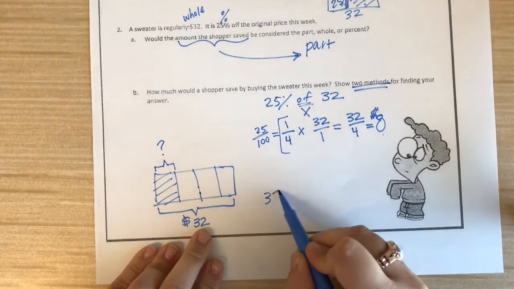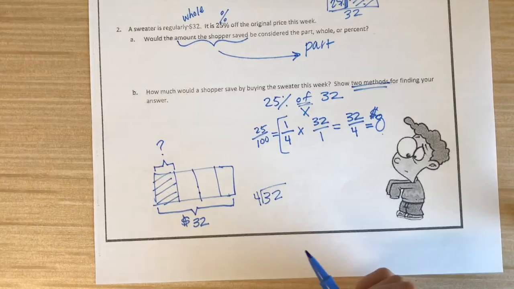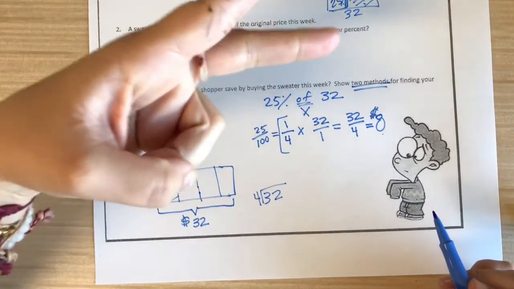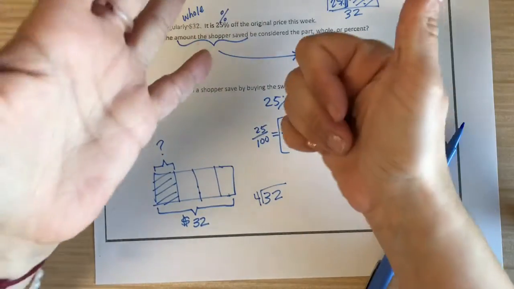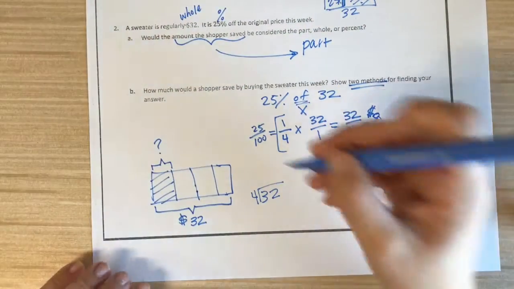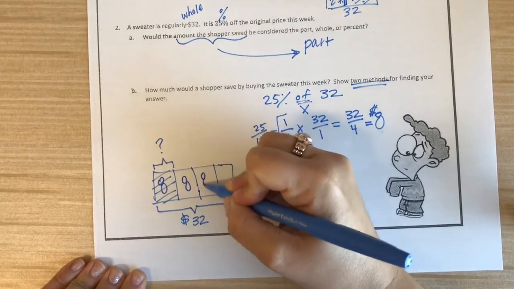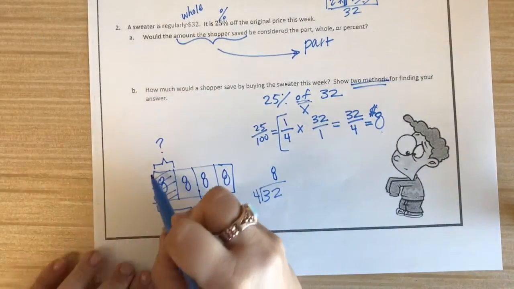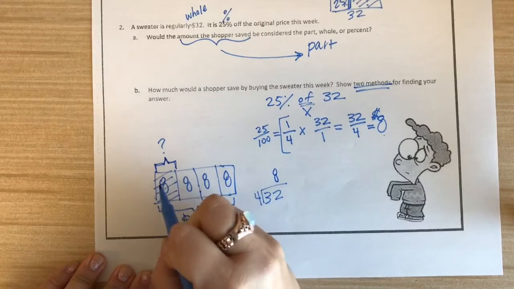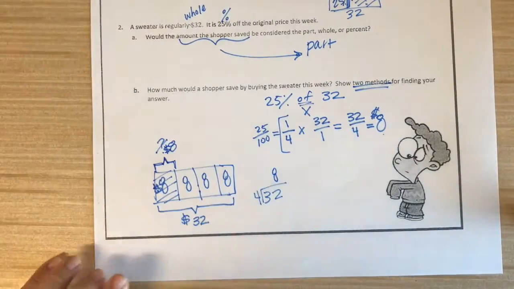I'm going to take 32 and divide that amongst the 4 equal groups. Again, 4, 8, 12, 16, 20, 24, 28, 32. So it goes 8 times exactly. So each of these is represented by $8. And since I'm only finding one group, I don't have to multiply anything. It's just that one group, which is $8.